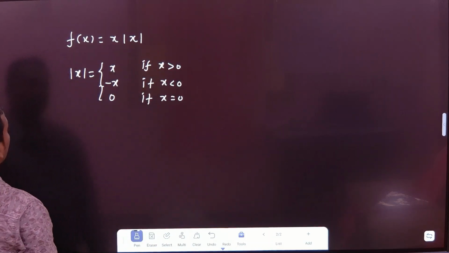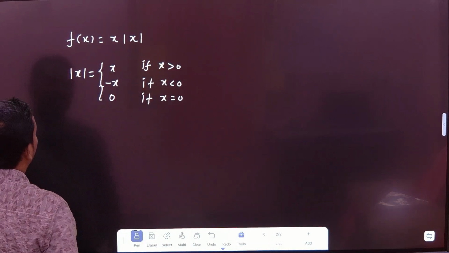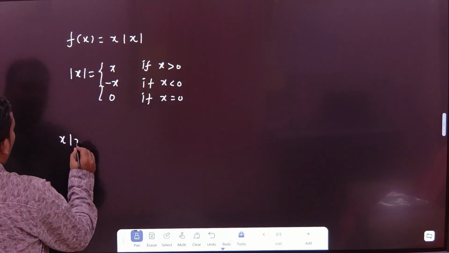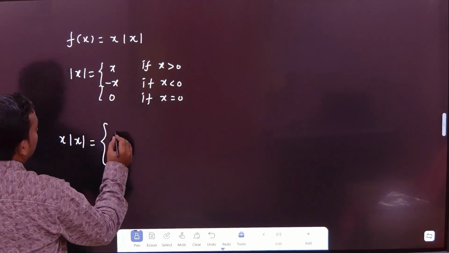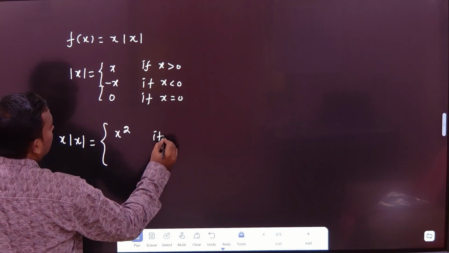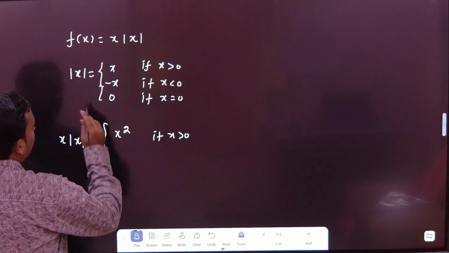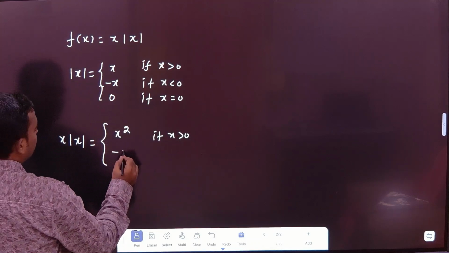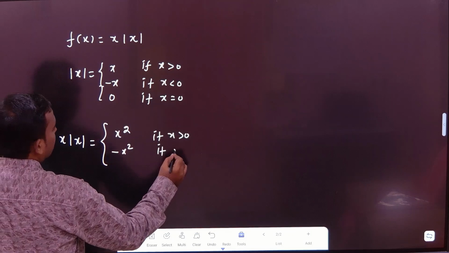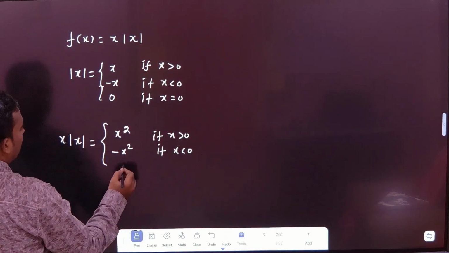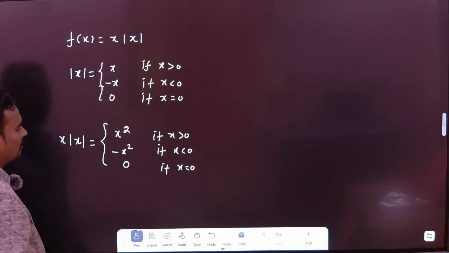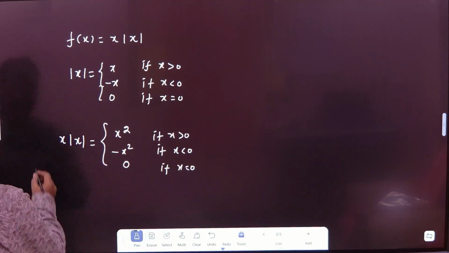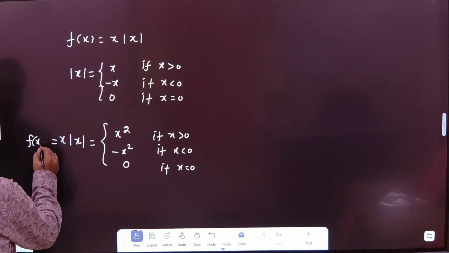Okay, so we need to multiply by x, right? So x times mod x, how to write? It is x into x, which is x square, if x is greater than 0. It is x into minus x, which is minus x square, if x is less than 0. When x equal to 0, it is 0. Clear? So you can see exactly this is your first graph.